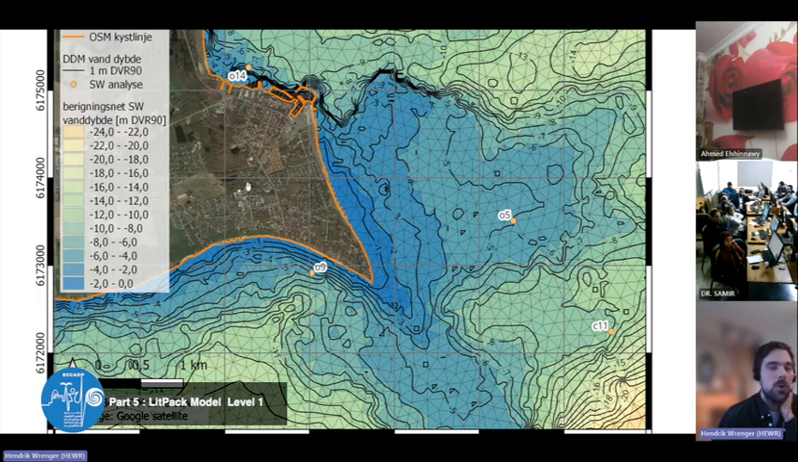So the question is, how long should our profiles extend for the littoral LitPack modeling? Well, they need to extend sufficiently to capture all longshore transport. Closing depth was one component, but it should also be checked. We will see that in a second. And we need to go long enough that the offshore wave conditions that we extract from SW are still valid. So if we extract in super shallow water, they will not be valid anymore.